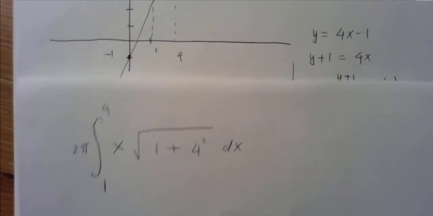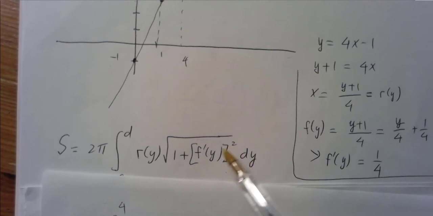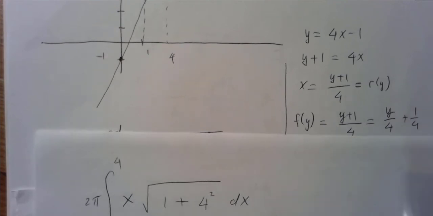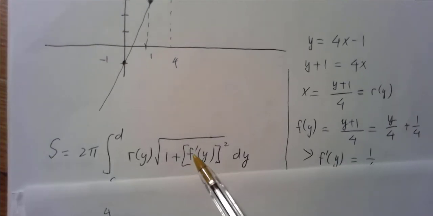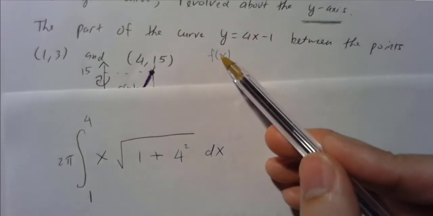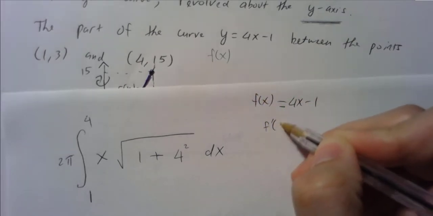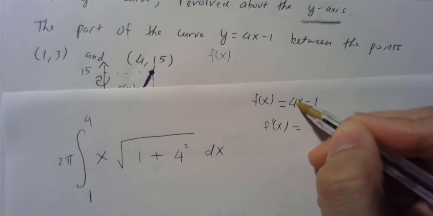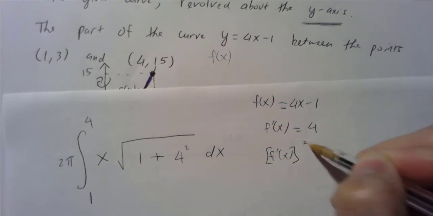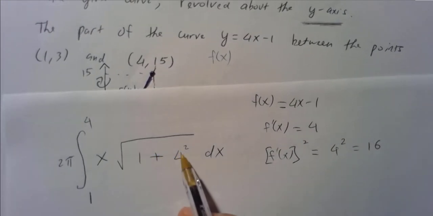And then the next term is what? The next one is the square root of 1 plus f prime of y, the whole quantity squared, dy. Now because we are dealing with dx, everything should be in terms of f prime of x, not f prime of y. We are given that f of x is equal to 4x minus 1. f prime of x, the derivative of this, becomes 4. Minus 1 becomes 0. And then if you square that, you end up with 4 squared equals 16. So 1 plus f prime of x squared is 17.